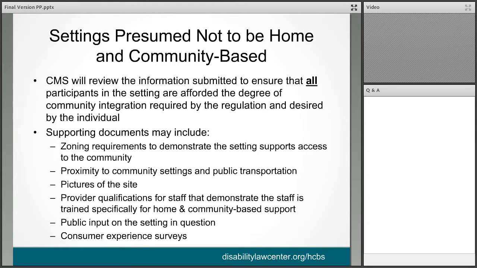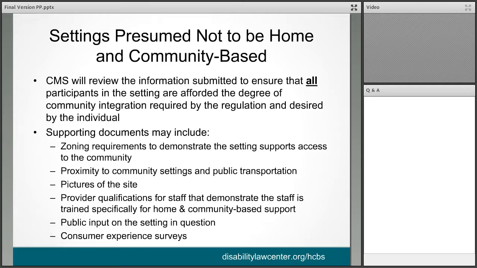CMS has outlined some of the supporting documents that can be submitted for a person or for a setting to prove that it is not institutional or not isolating. And so you can submit zoning requirements to demonstrate that the setting supports access to the community. If you are zoned in an industrial area and you have little access to amenities like restaurants and stores and community activities, that's going to perhaps show that you're more isolating, but if your zoning can demonstrate otherwise, that would be helpful to submit.